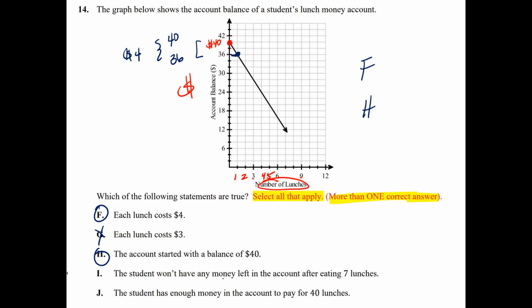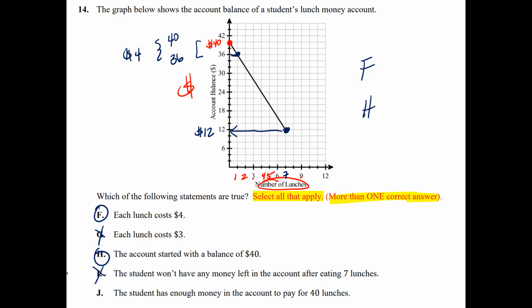I: The student won't have any money left in the account after eating 7 lunches. And if you look over here, here is 6, that's 7, and that's not true because at 7 lunches, how much money does he have in his account? He still has $12, so I is not correct, so we're not going to use I.